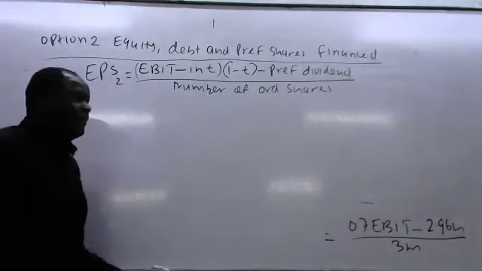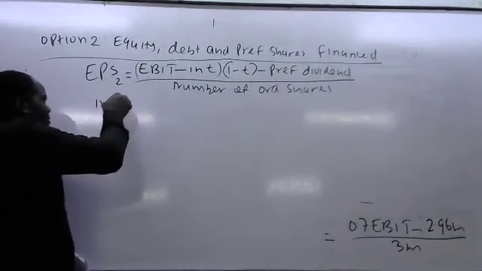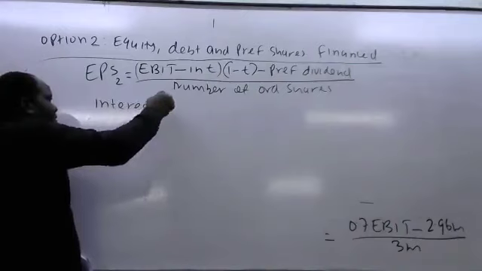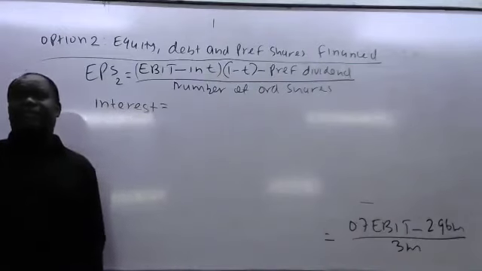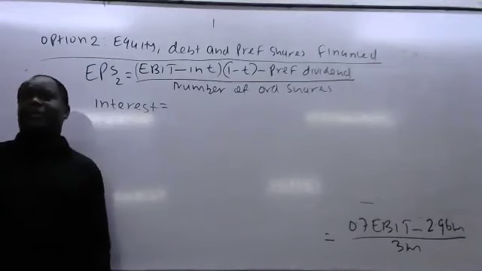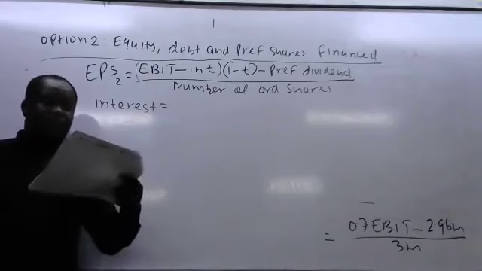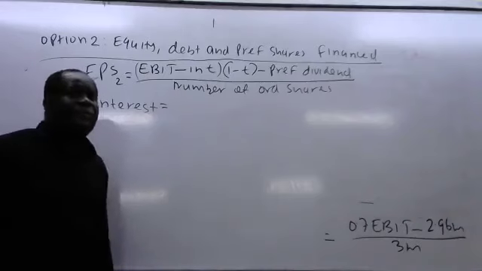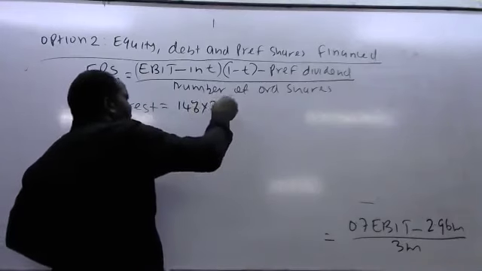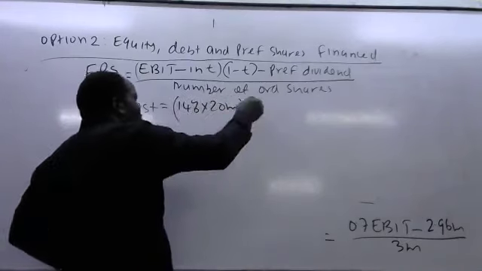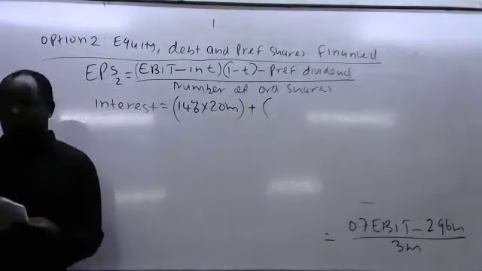So now we compute interest. Interest starts with the one in the capital structure. We remember the one in the capital structure, 14% of 20 million. But I want you to check under option 2.